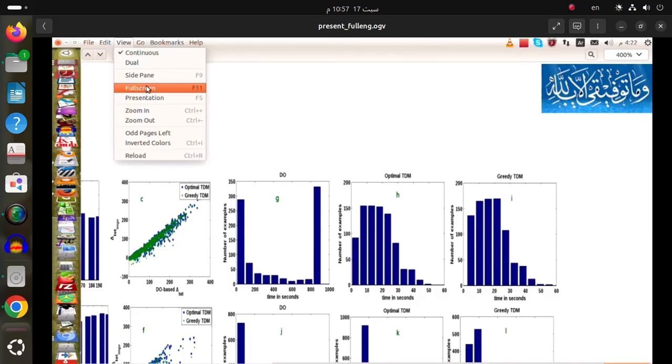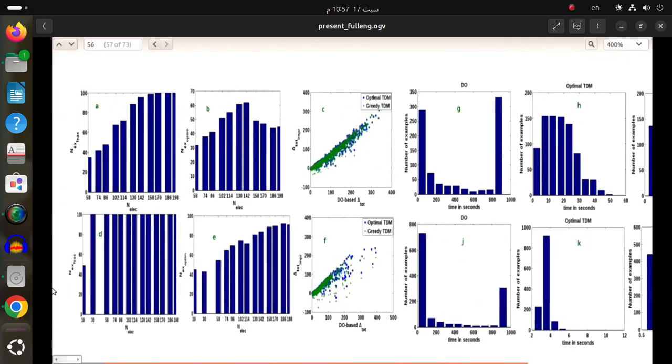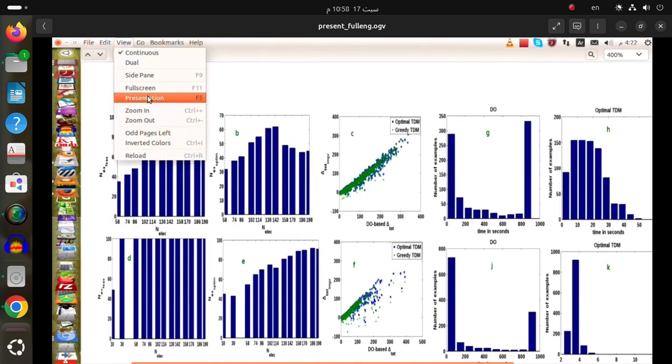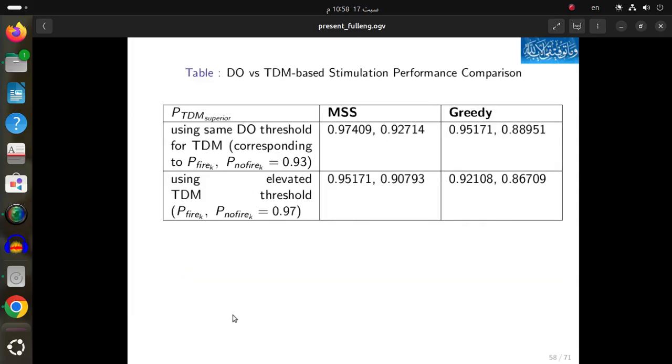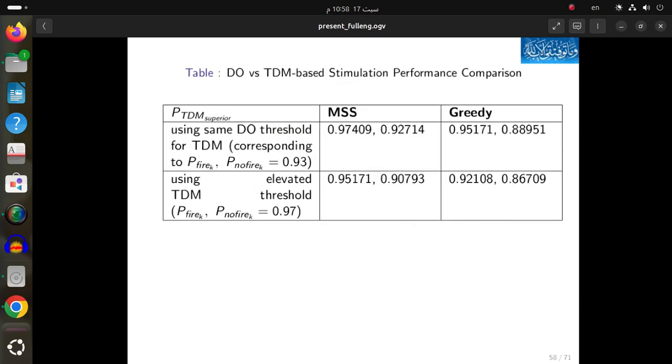We now come to the results shown in this table. In this table we compute the probability that time division multiplexing is superior. We compute it for two thresholds, achieving reliability 0.93 and 0.97. We find that whether we use the minimal subset cover approach or the greedy approach, in both cases time division multiplexing performs better. The probability of it performing better exceeds 90% for all studies.